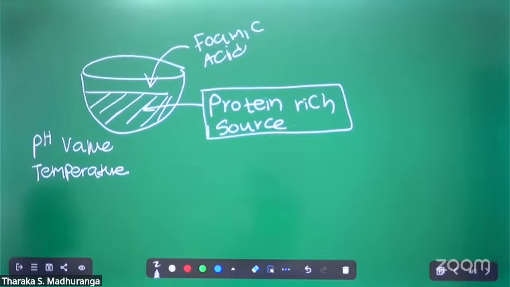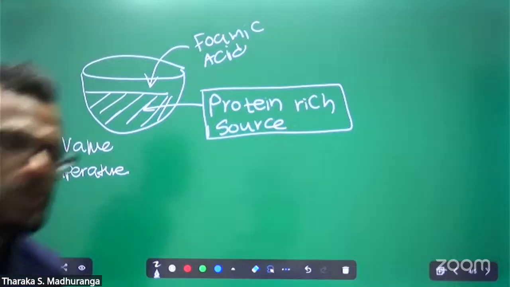Lactic acid. Very good. Others? Yes, yogurt and every milk. Normally fresh milk contains lactic acid.